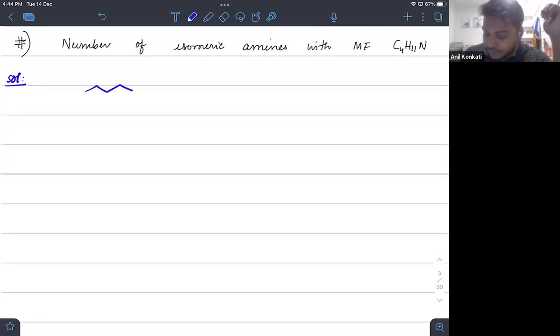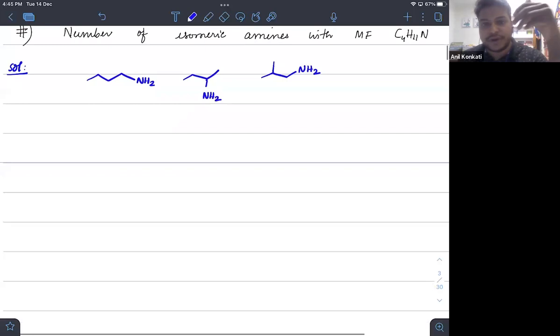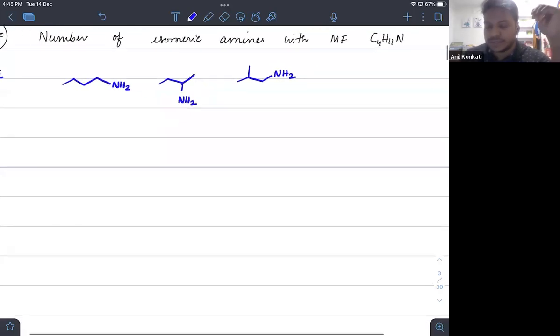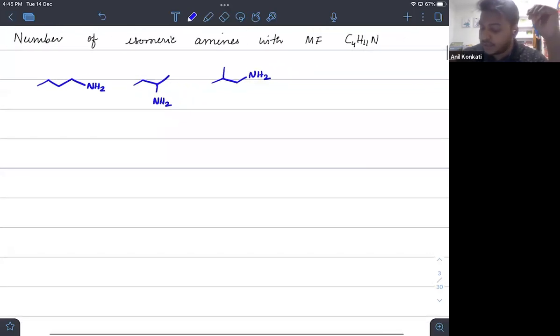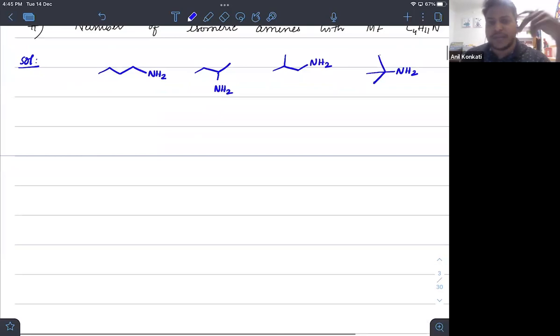So 1, 2, 3, 4, NH2. So we'll get this primary amine. I can place the primary amine with the changed positions here this way, or I can change it as isobutyl amine this way. So these are the three forms of a primary amine. Sorry, in fact, I can have one more case, a tert-butyl type of case with NH2. So these are the four primary amine cases.